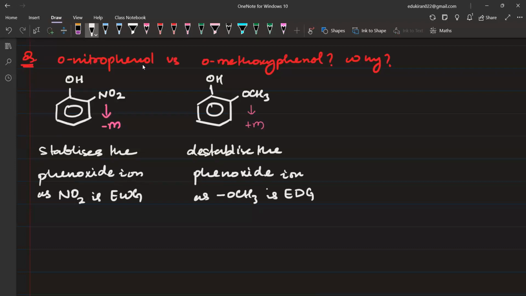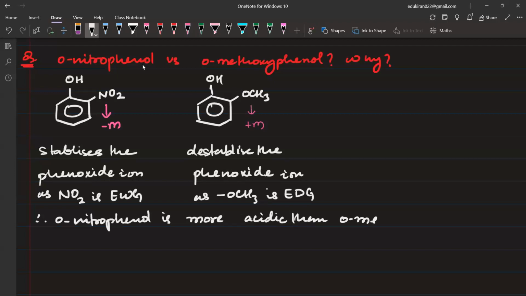Fine. Now from this particular observation, what we can say is, therefore, o-nitrophenol is more acidic than o-methoxyphenol. Got it? Please tell me. Yes, sir.